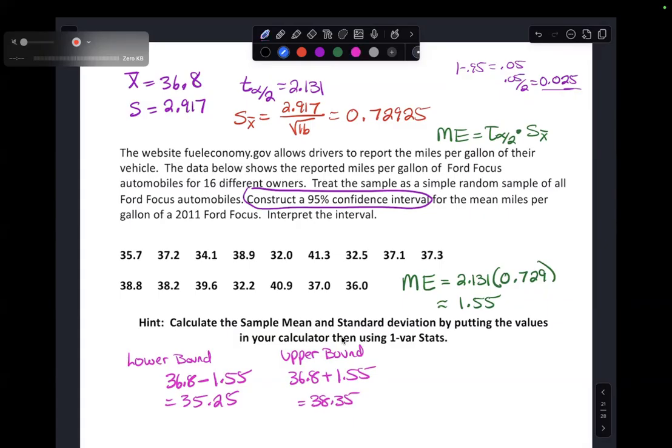Two ways we can answer this. I'll give you all a moment before I give you the sentence, let you all catch up.